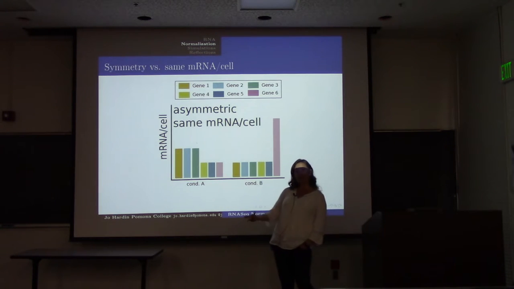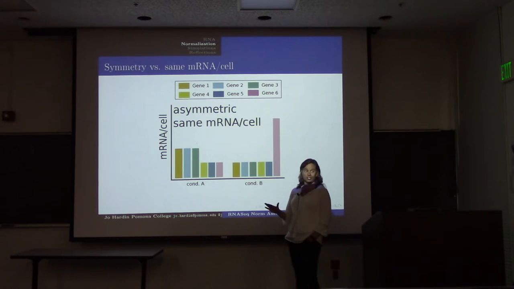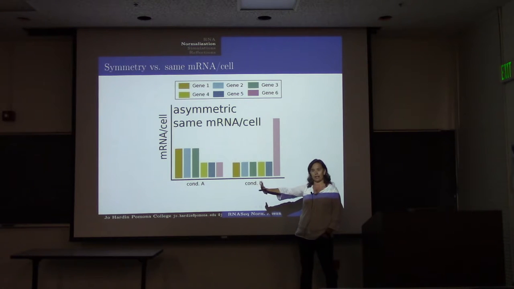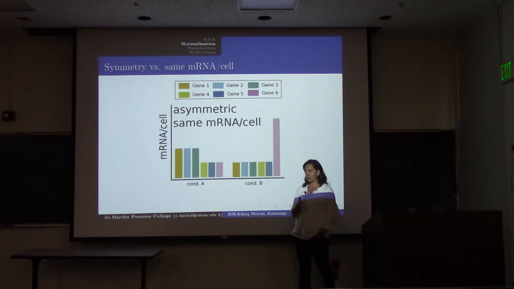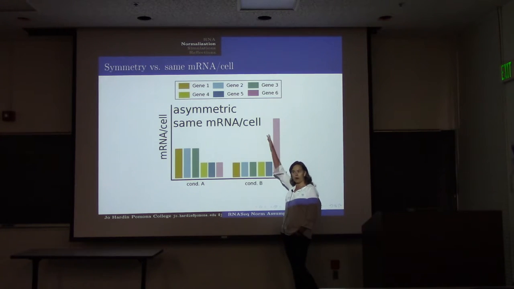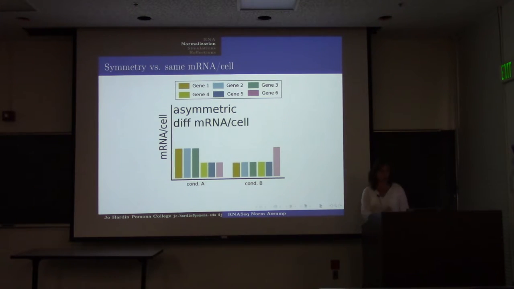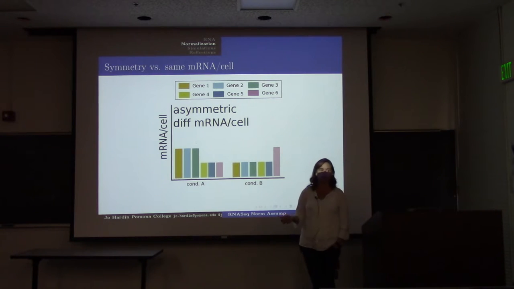Of course, we can have asymmetric differential expression. So here, out of all the differentially expressed genes, 3/4 of them are upregulated, and 1/4 of them are downregulated. These plots make sense? Okay, but we have the same amount of mRNA per cell, the same total amount of mRNA in each cell, because we have this fourfold upregulation or fourfold downregulation in that asymmetric case. And of course, we can also have asymmetric differential expression with different amounts of mRNA per cell.